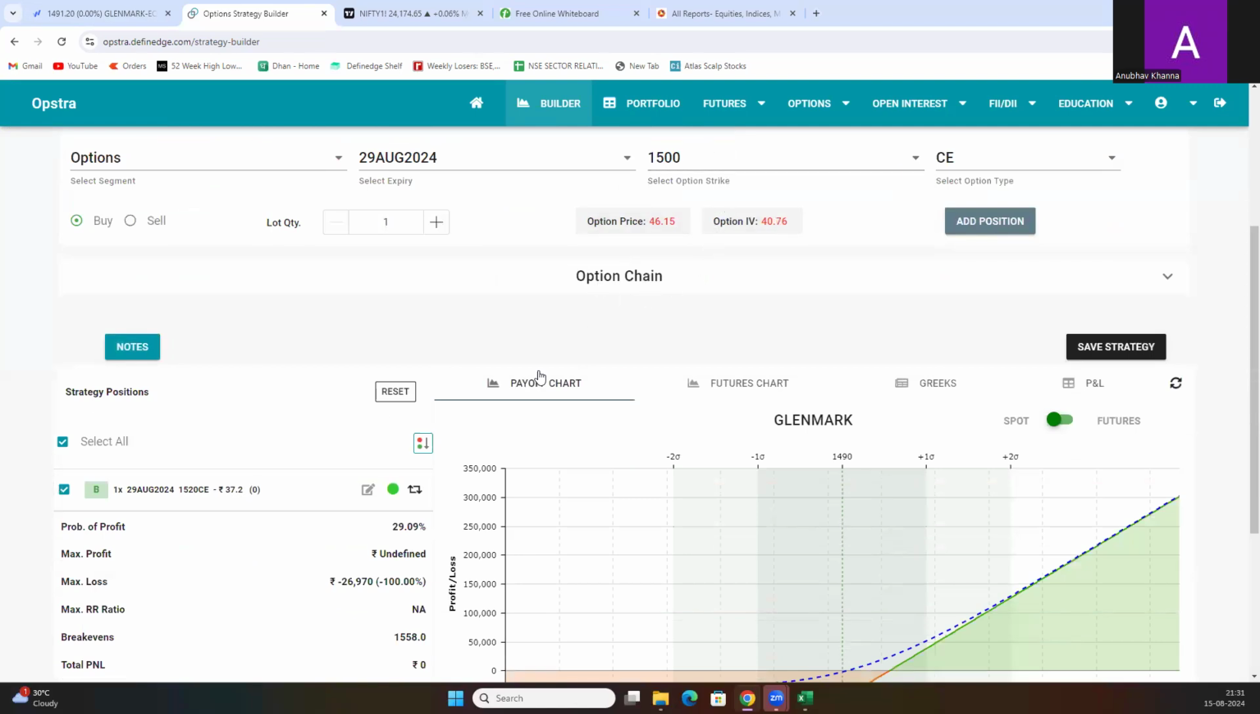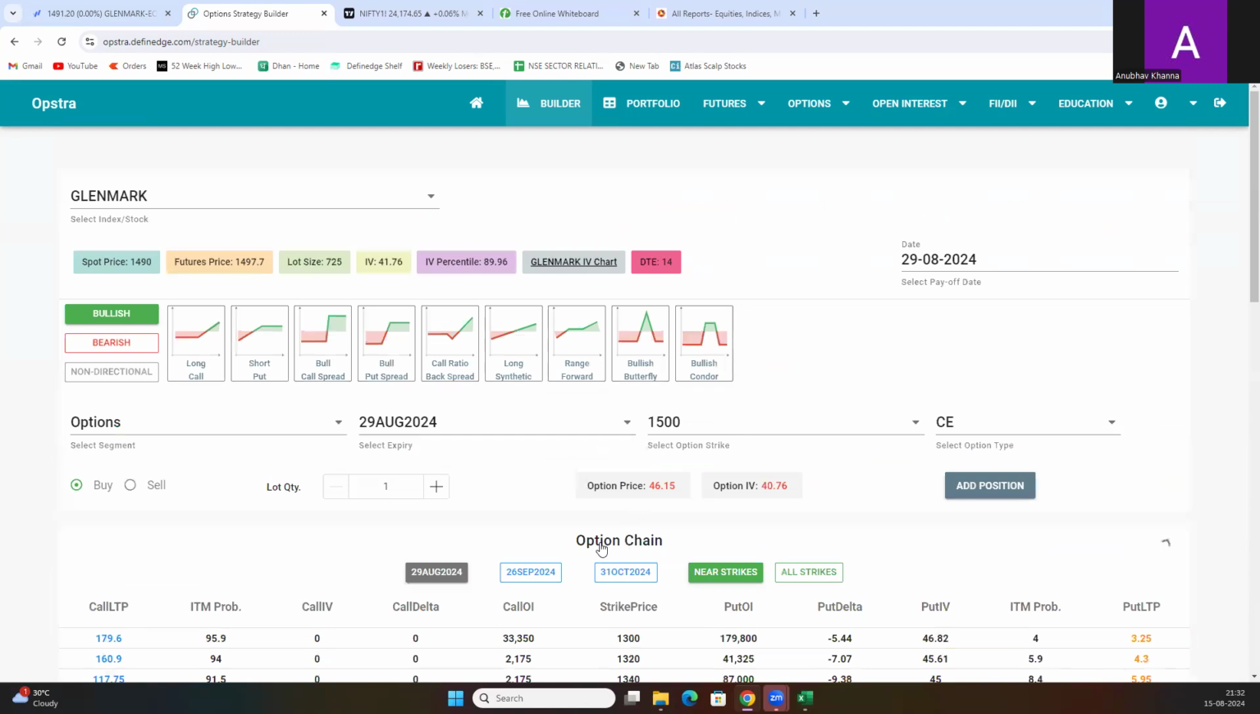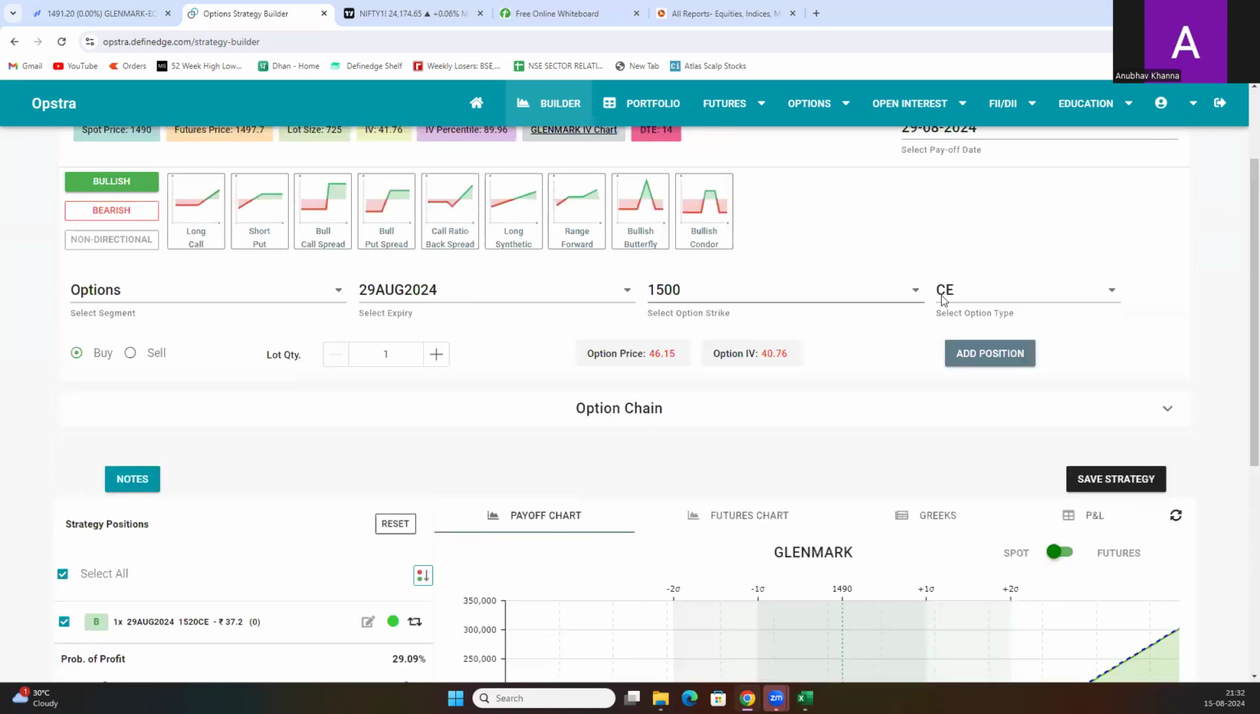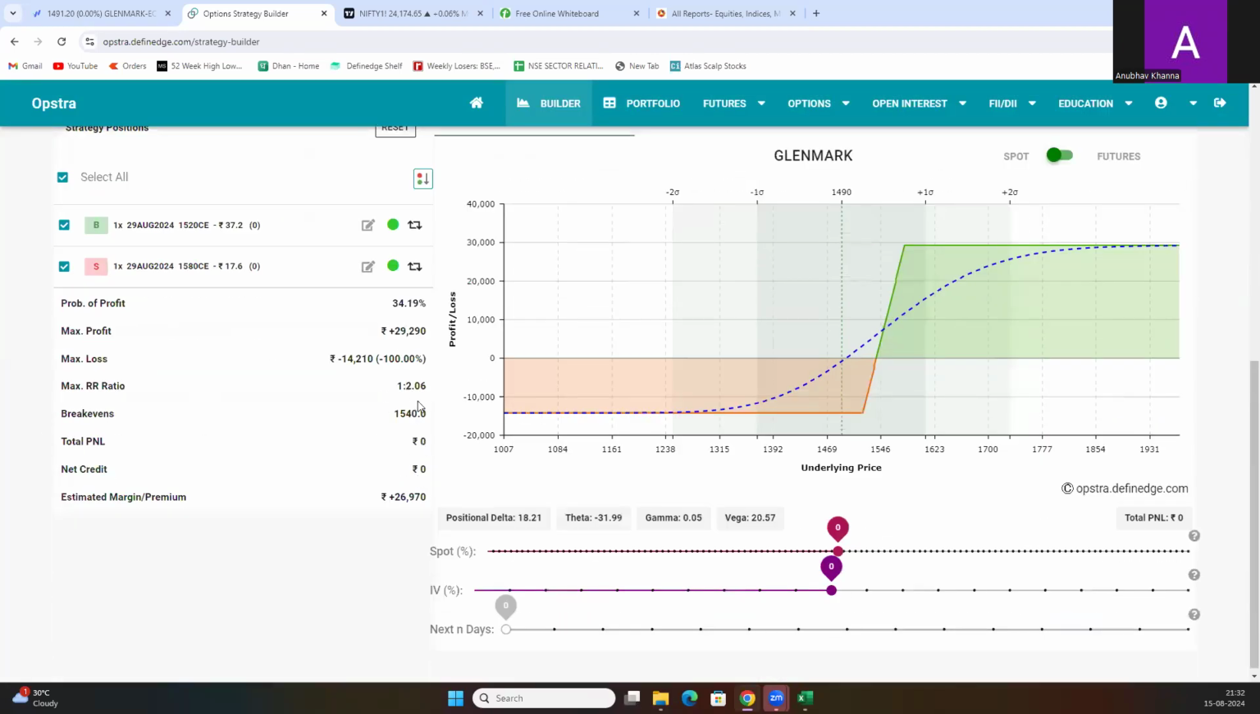Now I should sell a call option of half price. So 1520 is for 37 rupees. The half price is around 17.6. So I should be selling the 1580 call option. I will sell it. This is how my risk reward looks like, 1:2. I have a probability of gaining 29,000 and a probability of losing 14,000 in this trade.